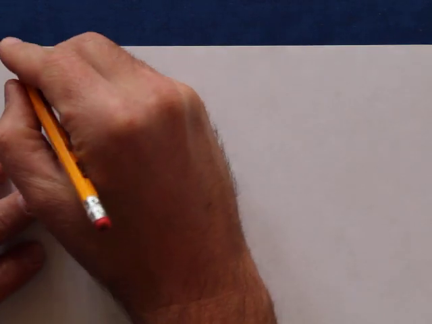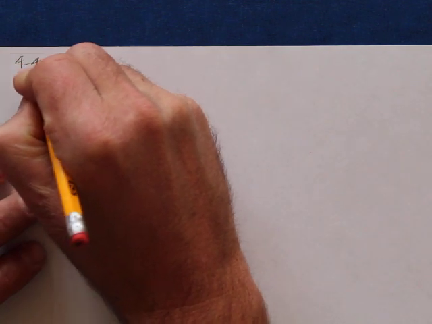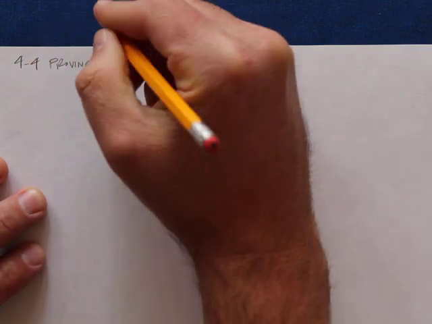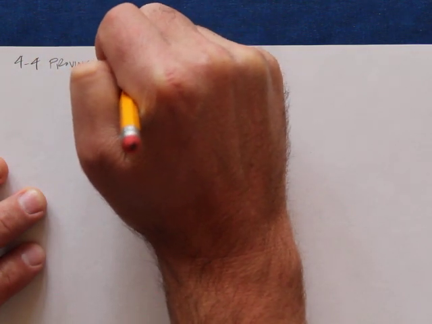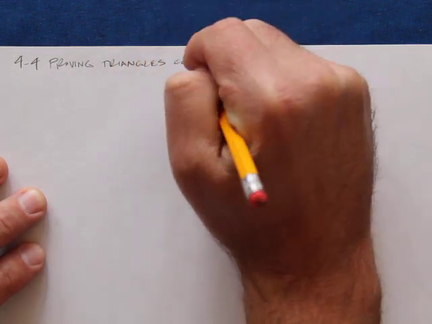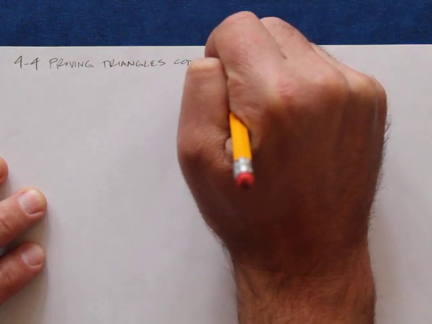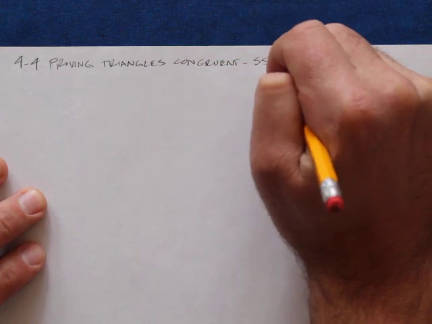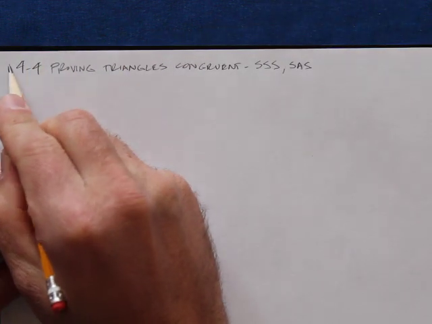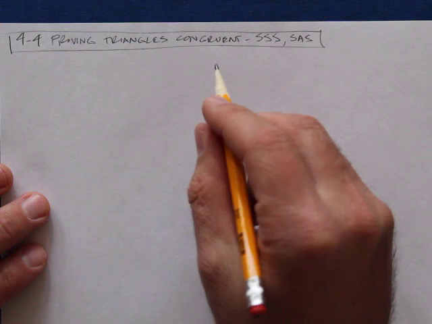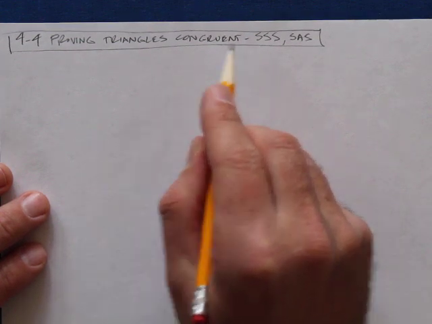Geometry 4-4, proving triangles congruent. Proving triangles congruent using side, side, side, and side angle side. So we're going to look at side, side, side first.